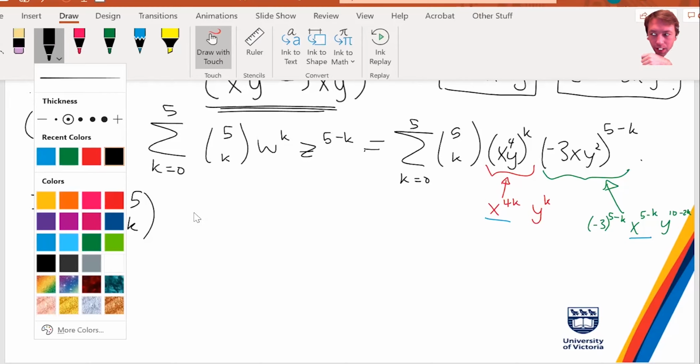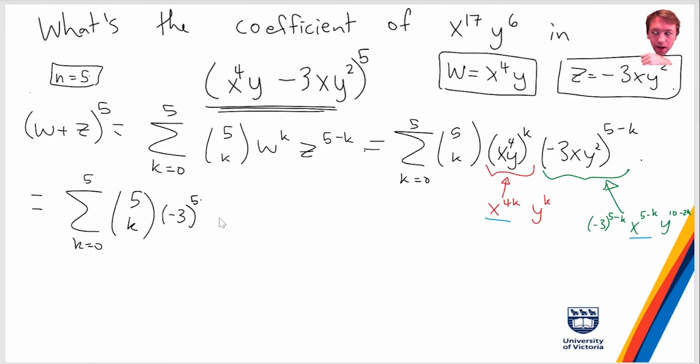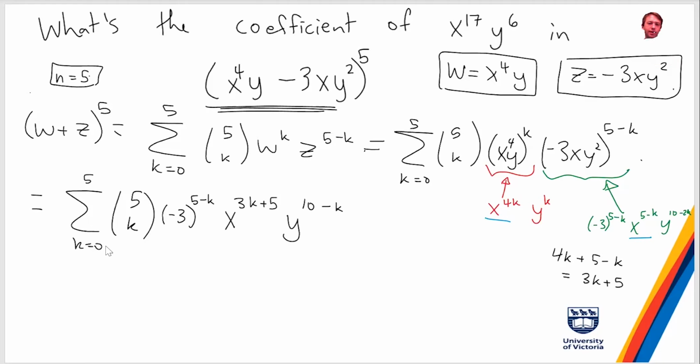So I can put this together. I've got x to the 4k here and x to the 5 minus k. I can add those exponents and do a similar thing with the y. So I'm going to rewrite this. I'll put the constant first. So negative 3 to the 5 minus k, x to the 4k plus 5 minus k, which is 3k plus 5, and y to the 10 minus k. So is it clear how I did this step? This is mostly just algebra. But now how do we finish this off?